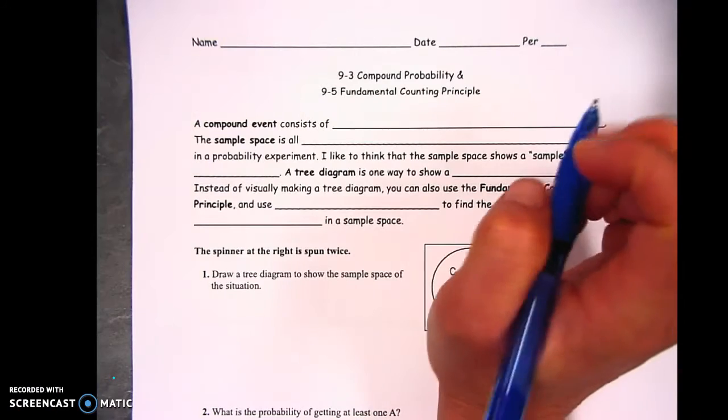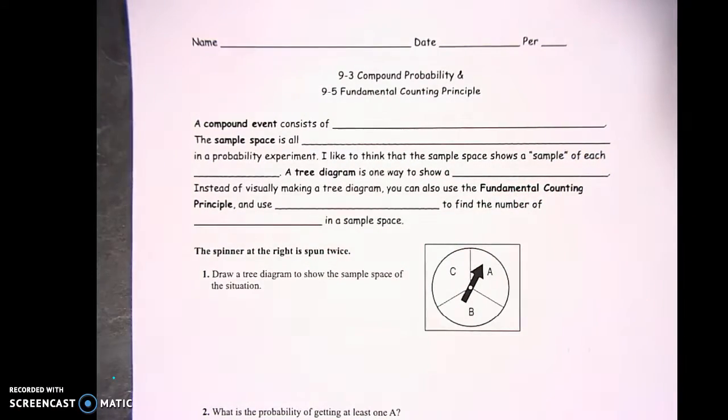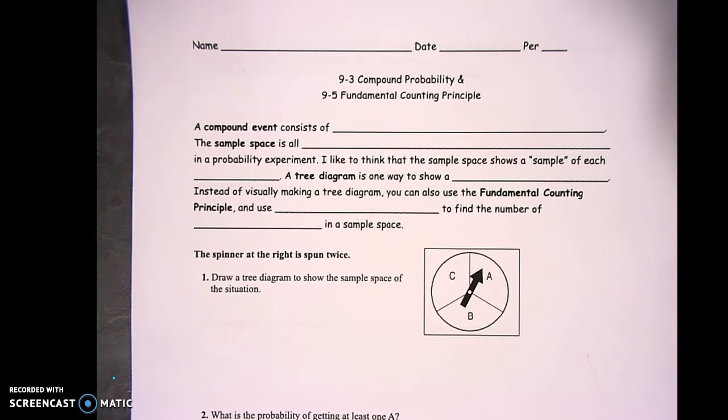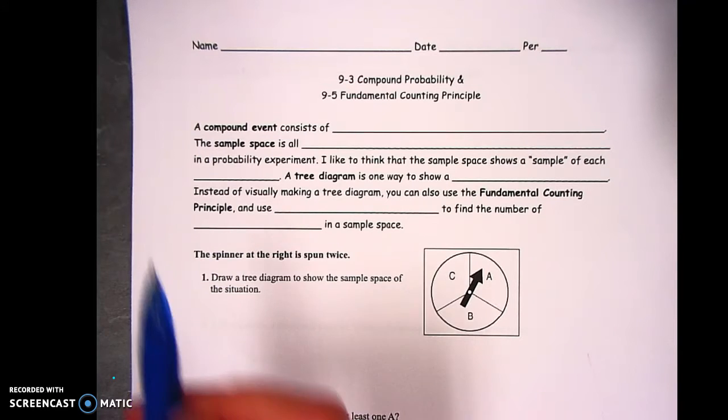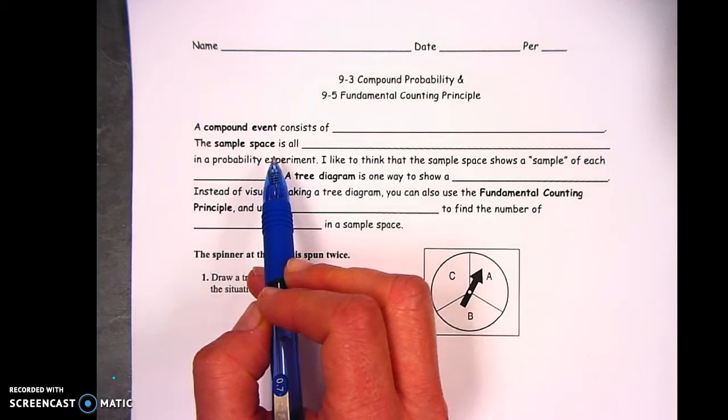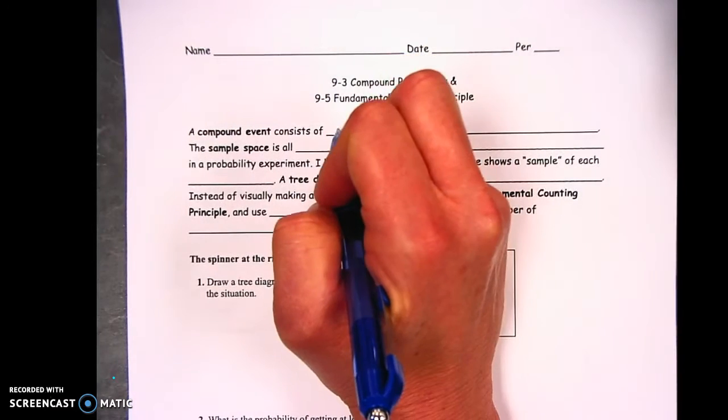Today we're doing two lessons at one time, compound probability and fundamental counting principle. We have a lot of vocab words in this section that are going to be new to you. So make sure you review and read over these vocab words and can recognize them and know what they are when we're finished. So far we've talked about simple probability, which means one event. Now we've got a compound event, which consists of two or more simple events.